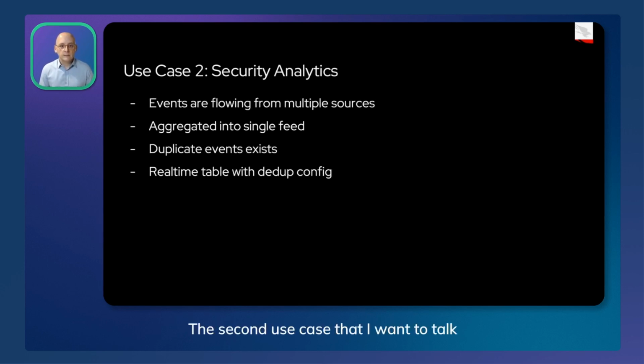The second use case that I want to talk about is security analytics. We are still on the same main data bus, the Kafka topic, as in the previous use case. This time, events are generated by other downstream services. So we aggregate data egress events from multiple sources into a single feed, which can contain duplicate events due to various reasons. We use a real-time table with a deduplication configuration to ensure that we are only processing unique events.